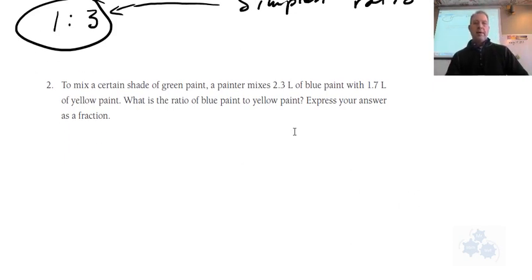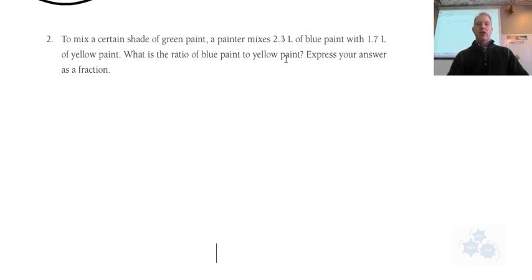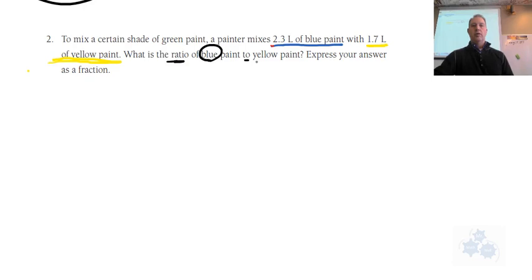Okay, to mix a certain shade of green paint, a painter mixes 2.3 liters of blue paint and 1.7 liters of yellow paint, to make a certain shade of green. What is the ratio of blue paint to yellow paint? So the ratio of blue to yellow.